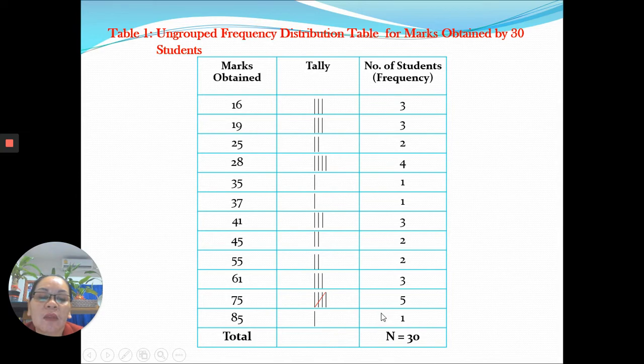And then after that, you add the frequency column. The total is equal to 30, which is equal to your n. N here stands for the total number of observations in the data.